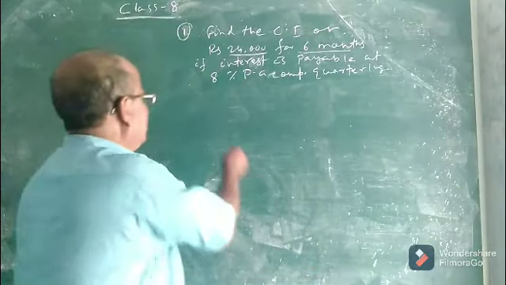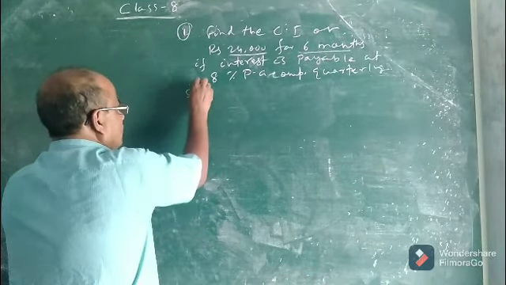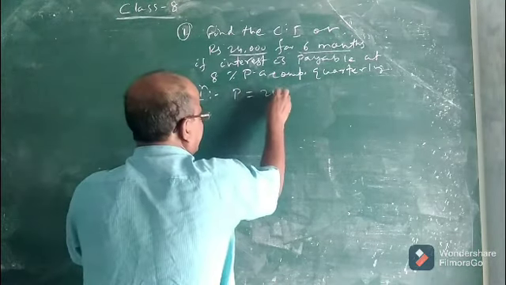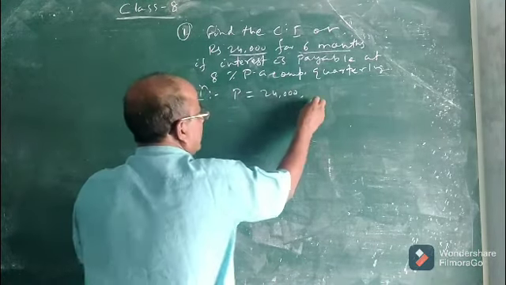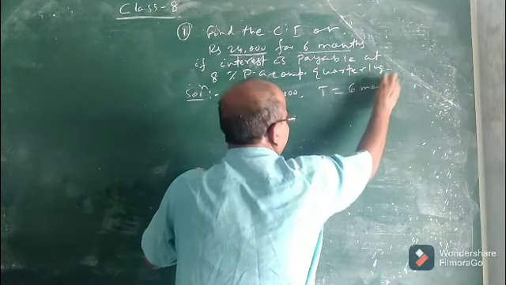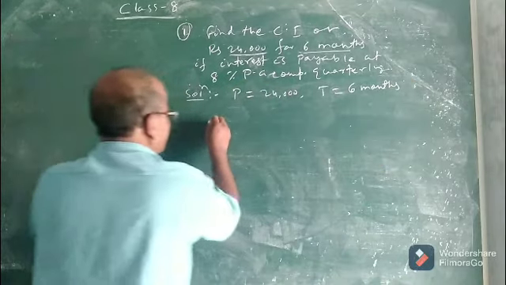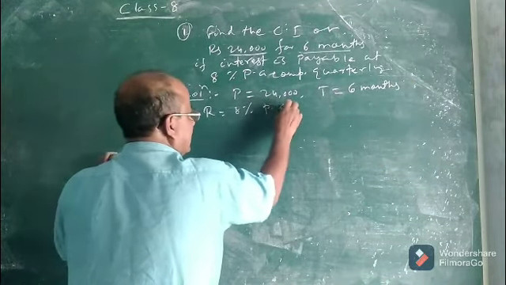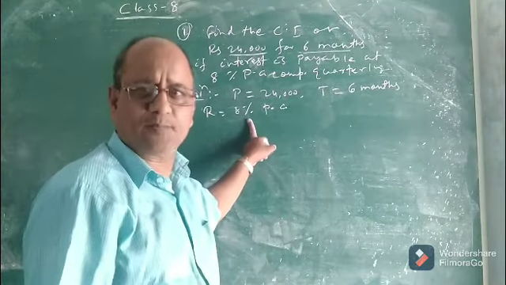Here you see how to proceed. First you write down what is P in this question. It is 24,000. Then T is given as 6 months. Then R is given as 8% per annum. This is the rate of interest per annum.